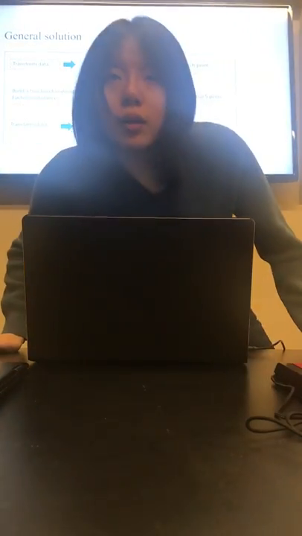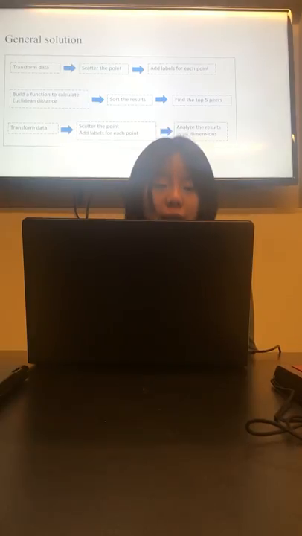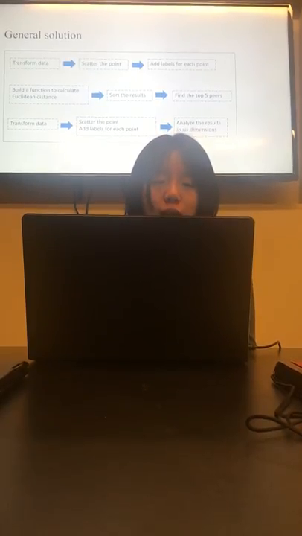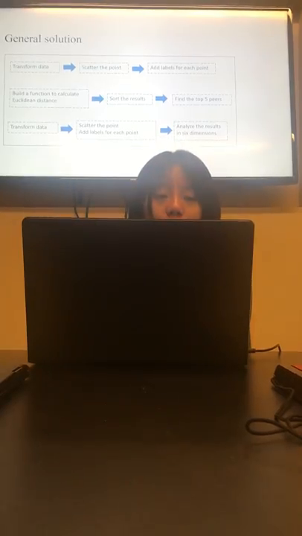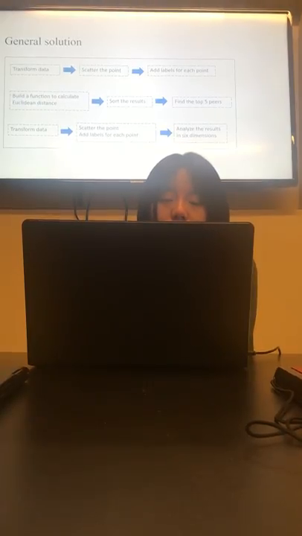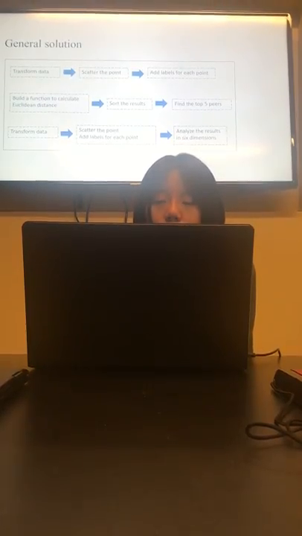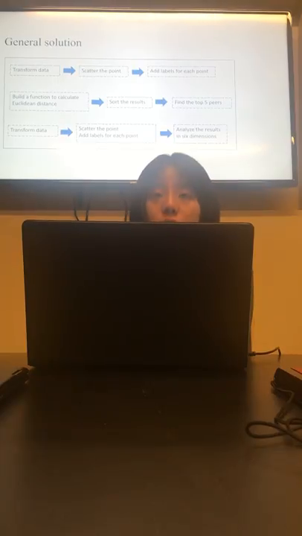My part is Project C, and here is our general solution for problem A. We first transform the data, scatter the points and add labels for each point. For problem B, we first build a function to calculate the Euclidean distance, solve the results and find the top 5 pairs. Problem C seems a little bit like problem A, but adds a step to analyze the results in 6 dimensions.